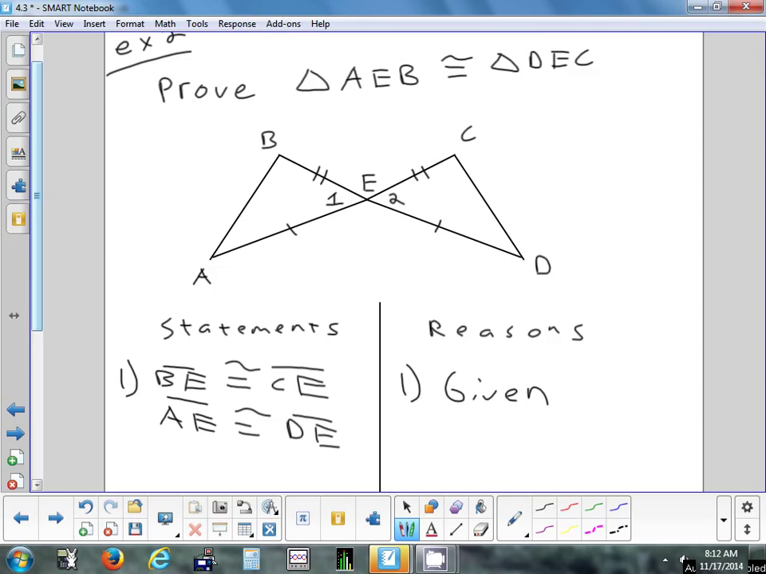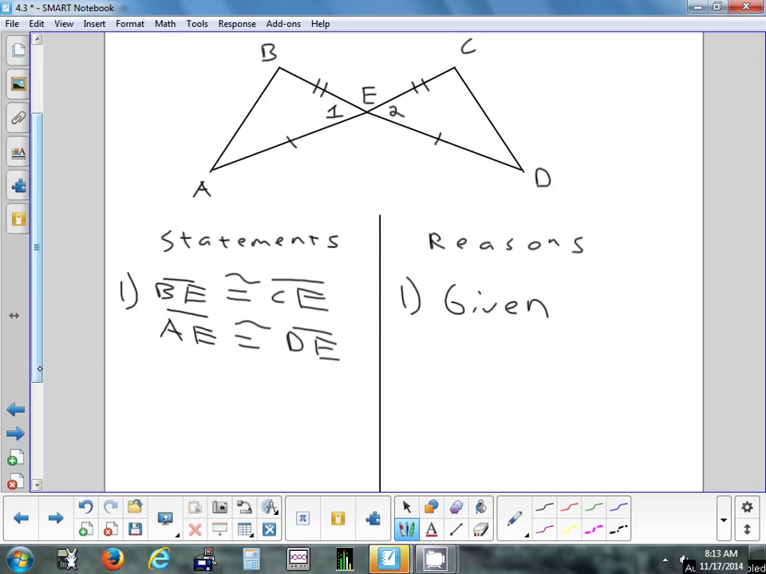Okay, so now we've got side, side. Now we got to decide if it's going to be a side, side, side or something with side, angle, side. Okay, anything else here? I think we've done everything that's given.